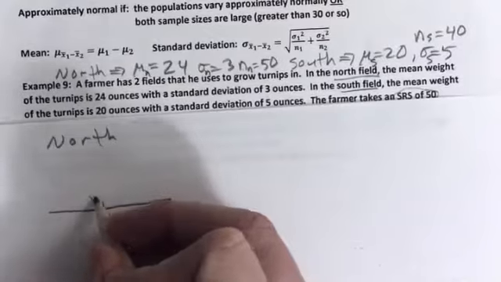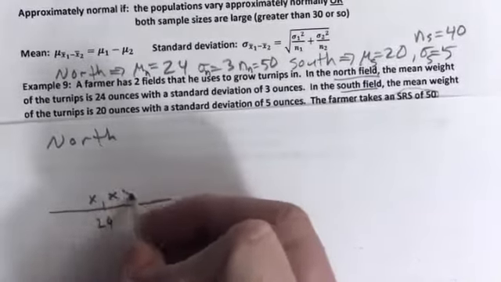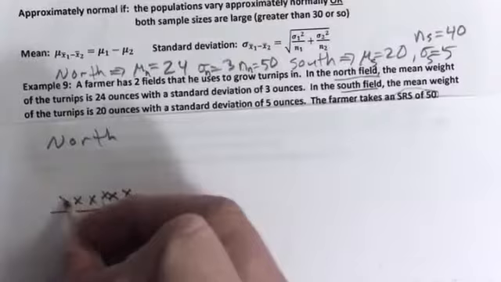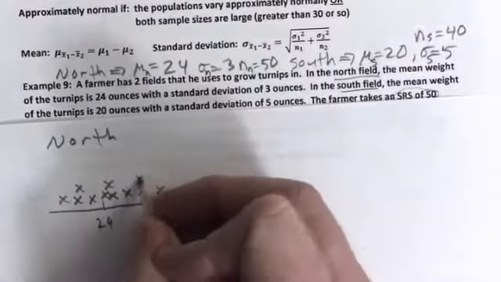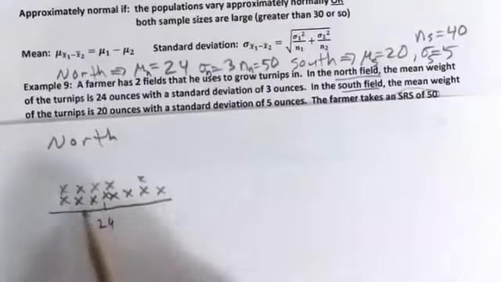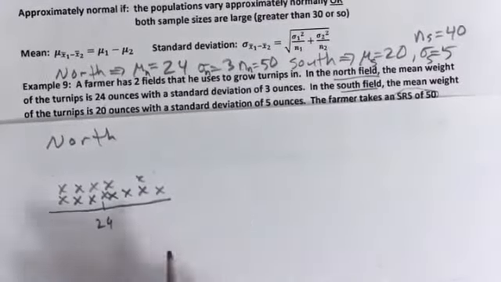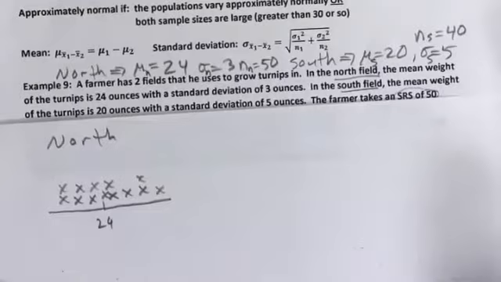Each of these X's represents an individual turnip, the weight of one turnip. We don't know how it varies. It doesn't say it varies normally or uniformly or anything. We just know there's a bunch of X's. We don't know the population size. It needs to be at least 10 times the sample size, so at least 500 turnips. But I think that's a reasonable concept.